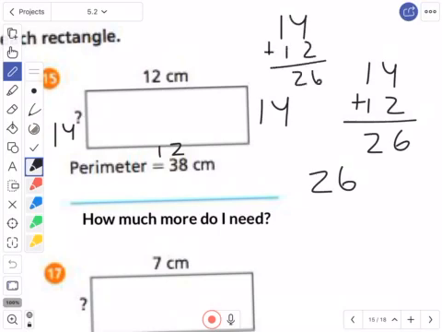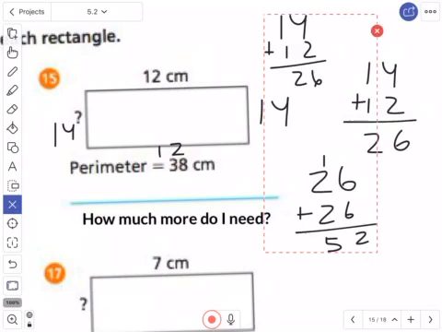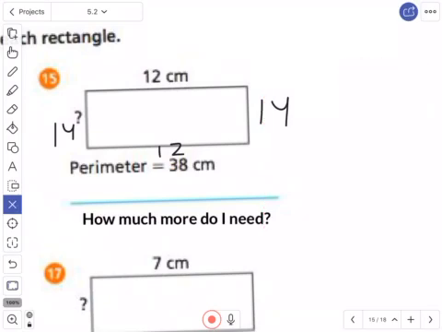That means I do 26 plus 26. Well, that equals 52. Well, my perimeter is only 38, though, so that doesn't work. I know what I did wrong.